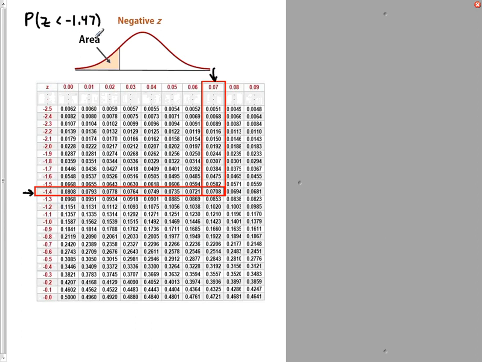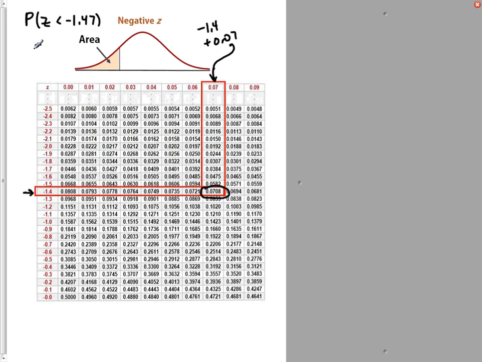So the way we think about this negative 1.47 is it's negative 1.4 and 0.007. The hundredth place is always along this top row right here. And the ones and the tenths place is right here along the first column. So we go to negative 1.4 and we look along that row and we look for 0.7. And here's the probability that we're given.